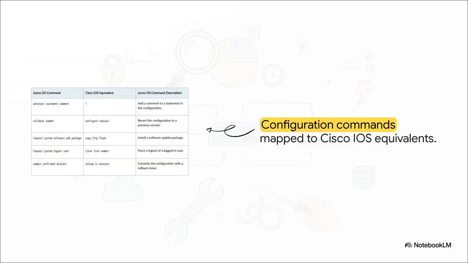And just like with the monitoring commands, your routine maintenance tasks map really nicely from other systems. Need to reboot the system? What you probably know as a reload in Cisco IOS is simply request system reboot in Junos. Want to undo a change and revert your configuration? Rollback followed by the version number is your best friend.